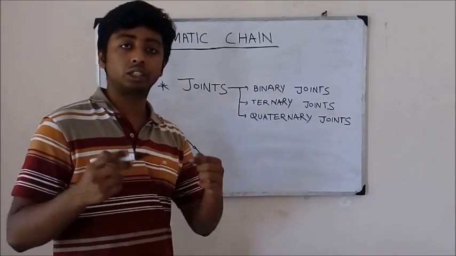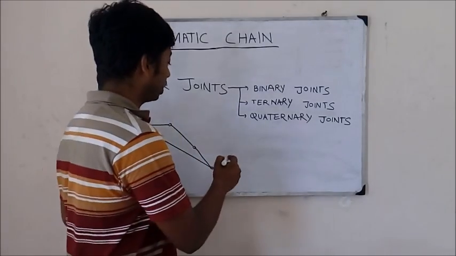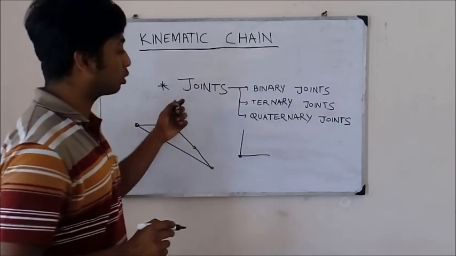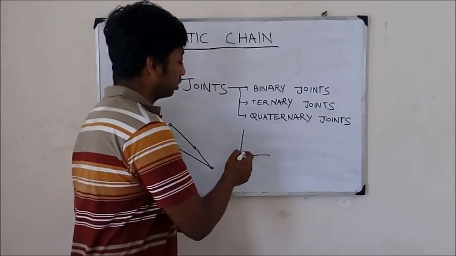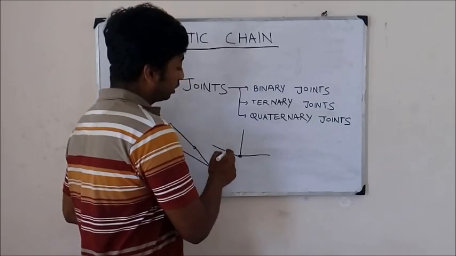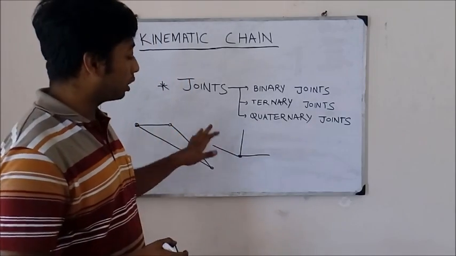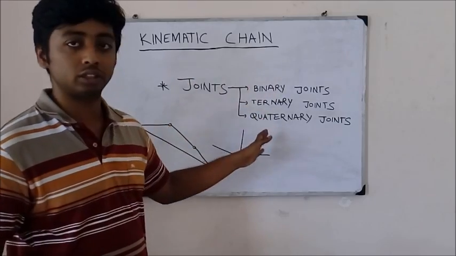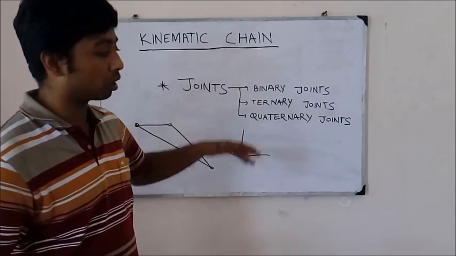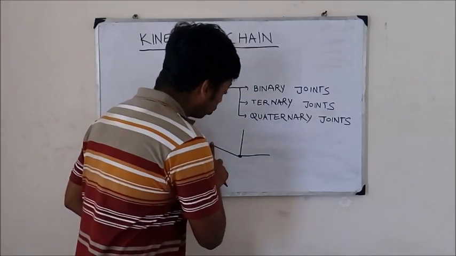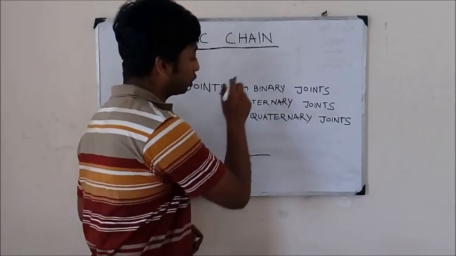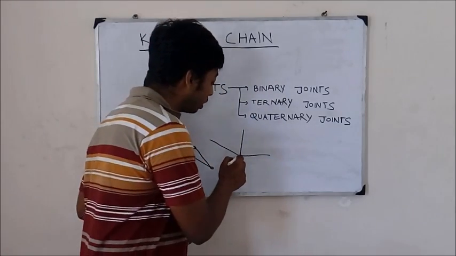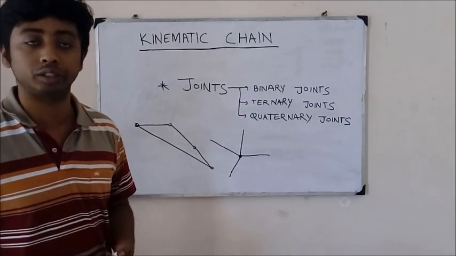Now let's move on to joint. A joint is the junction of two or more links. If it's a junction and there are two links attached, it will be called a joint. And if three links are attached, then also it will be a joint. Now based on the number of links at this joint, we have divided joints into three categories: binary joints, ternary joints, and quaternary joints. If two links are attached, it will be called a binary joint. If three links are attached, it will be called a ternary joint. And similarly, if four links are attached, it will be called a quaternary joint.